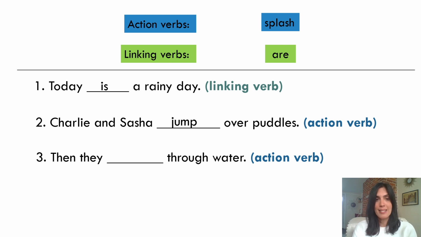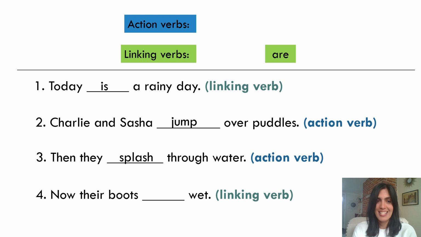Number 3 reads this. Then they blank through water. This sentence is missing an action verb. Splash. Then they splash through water. Splash is an action verb. It tells me what they are doing.